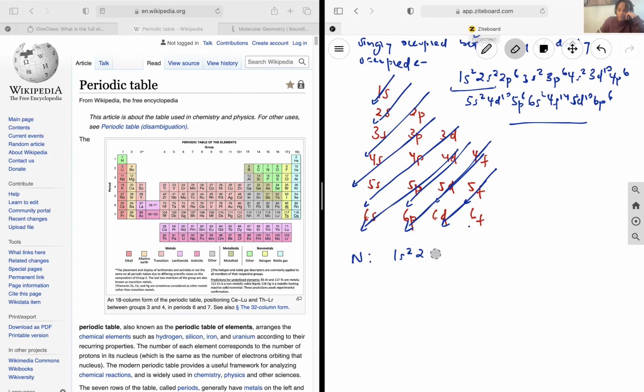2s2, and then 2p3, not 6. That way they can add up to the 7 electrons.